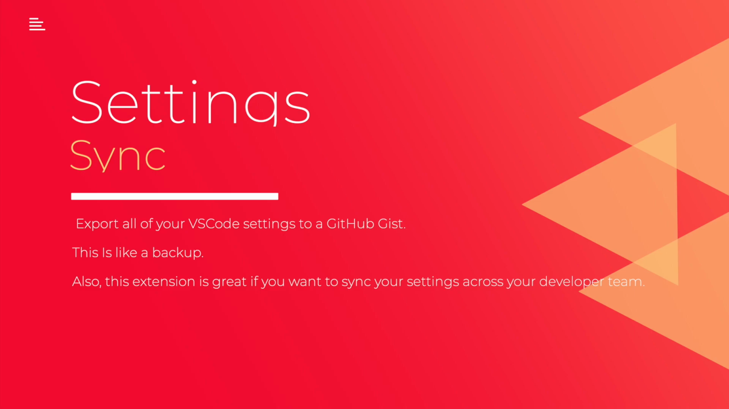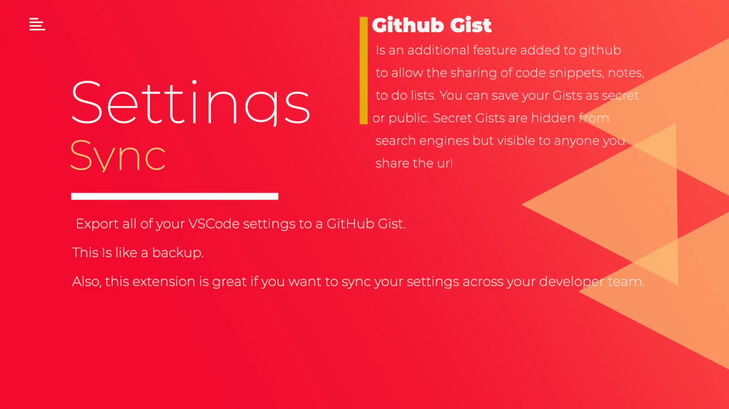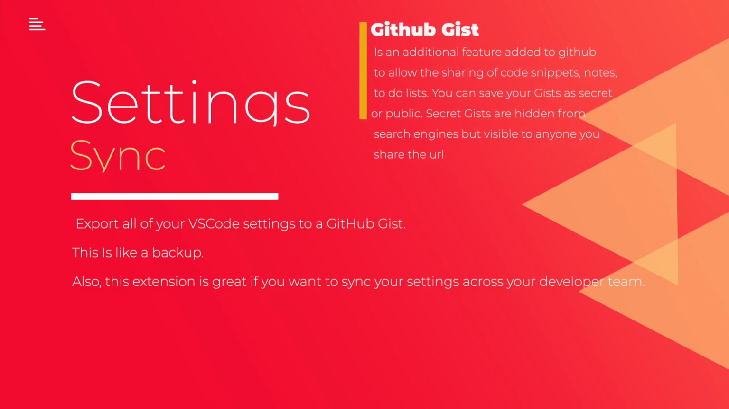So what is a gist? Gist is an additional feature added to GitHub to allow sharing of code snippets, notes and to-do lists. Alright, so now let's see how we can get started with Settings Sync.